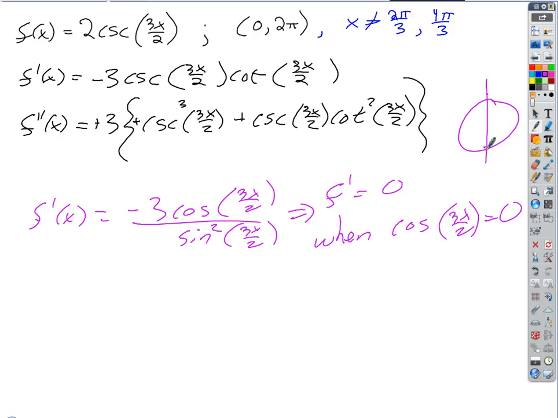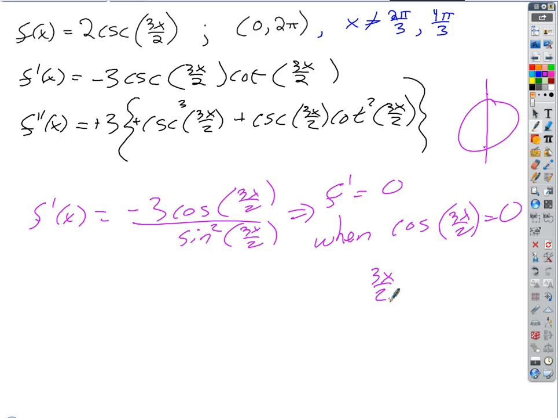This equals 0 when x equals what? Pi and pi over 3? Yeah, right, that's it. We had just finished finding those out. Okay, and how could we do that generally speaking?